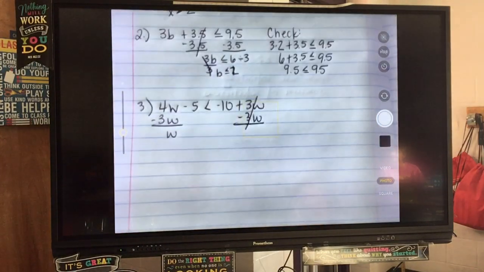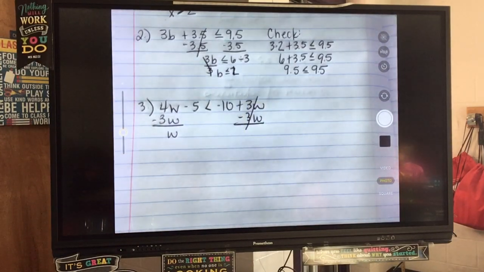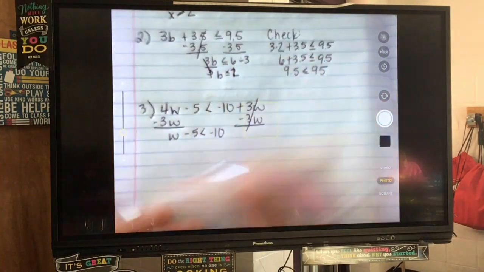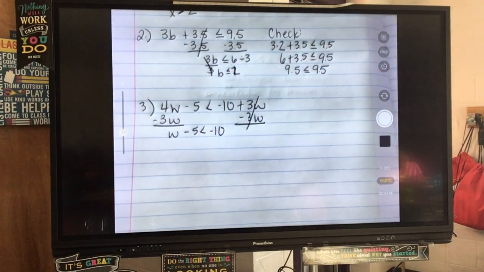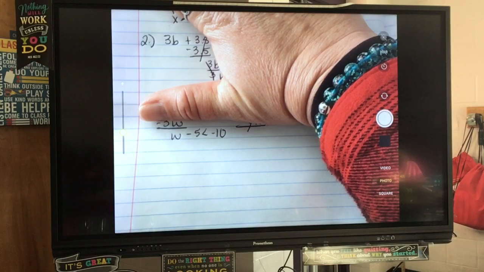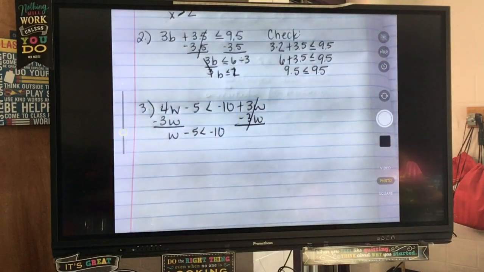What's that invisible number in front of that variable? 1. You can write it if you want to. If you don't need to, you're fine. And then you're going to bring everything else down. And now from here, we should be able to solve this problem very easily, right? Okay, so what do we have to do to get w by itself? What do we have to do?